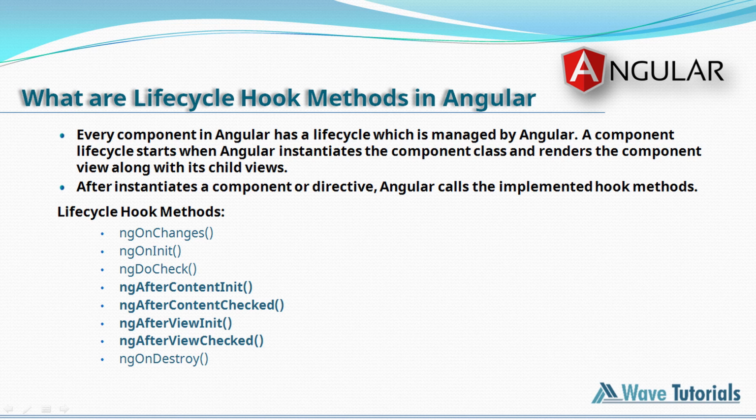Every component in Angular has a life cycle which is managed by Angular. A component lifecycle starts when Angular instantiates the component class and renders the component view along with its child view. After instantiating a component or directive, Angular calls the implemented hook method. So we have 8 lifecycle hook methods in Angular, out of which we already covered 4 hook methods in our previous video, which were ngOnChanges, ngOnInit, ngDoCheck, and ngOnDestroy. We covered all the theoretical and practical sessions with these hook methods. So if you have still not watched that video, then please check the link in the description.